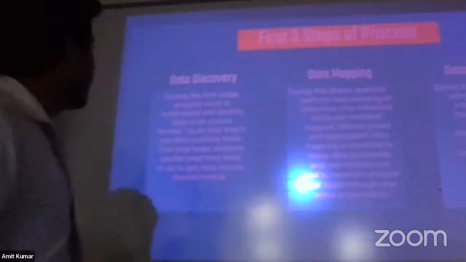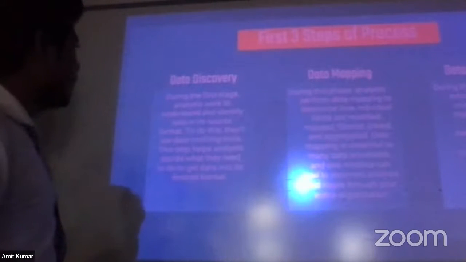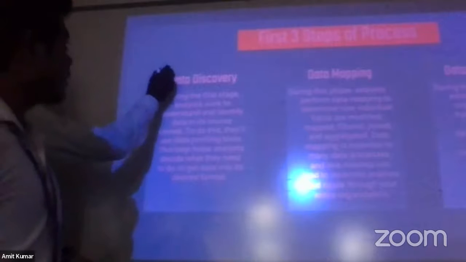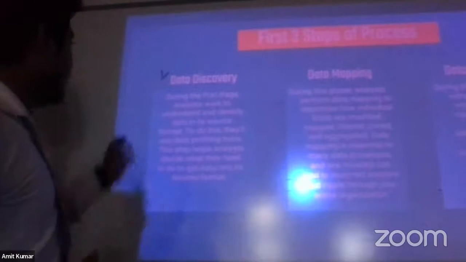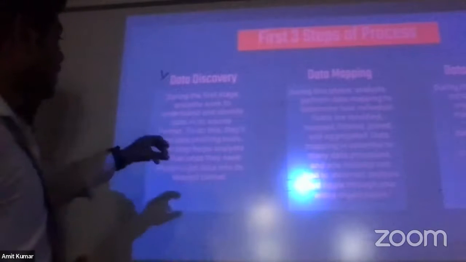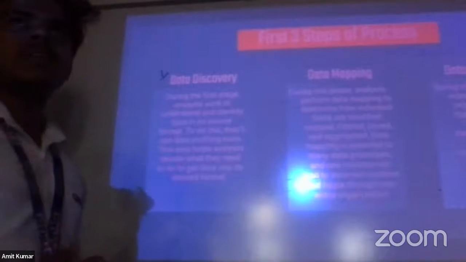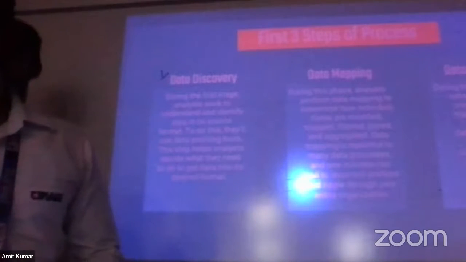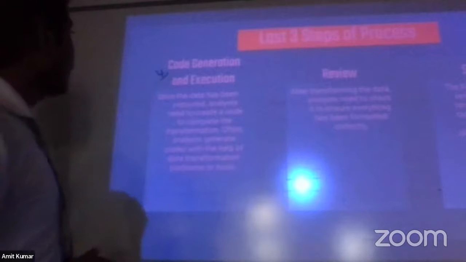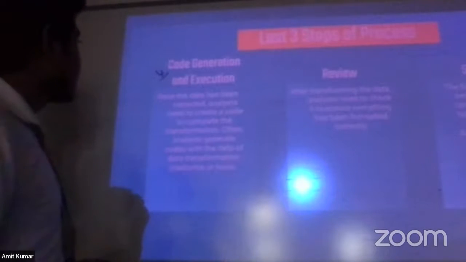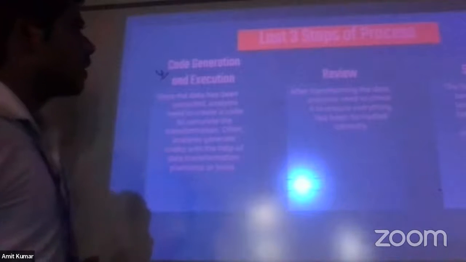Next are the steps of the process. First is data discovery. Second is data mapping, and third is data extraction. You can see the explanation there. Now the last steps of the process. Fourth one is code generation and execution. Fifth one is review, and the sixth one is sending.